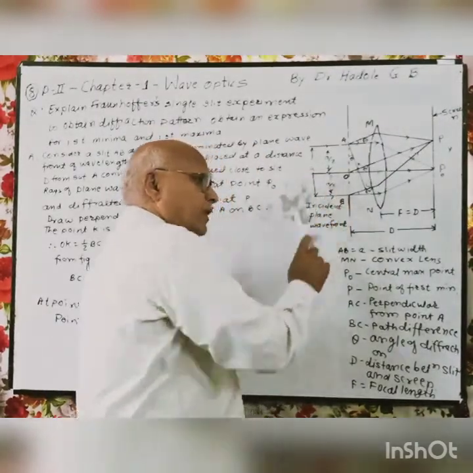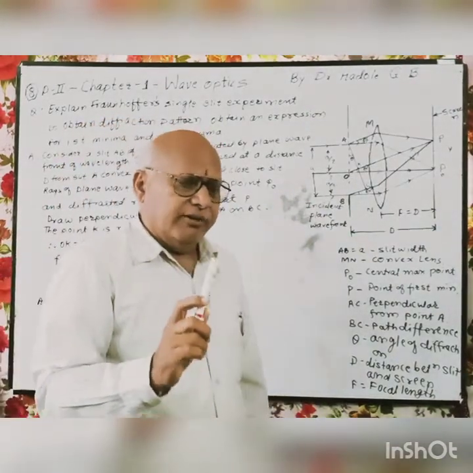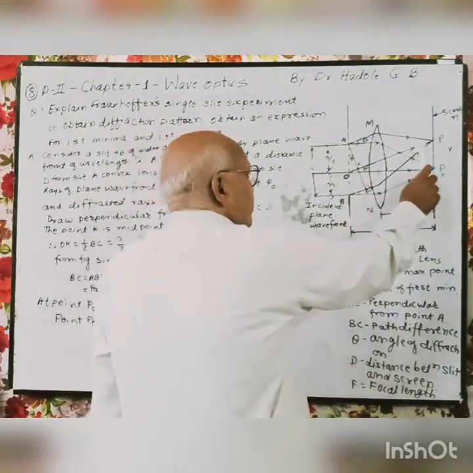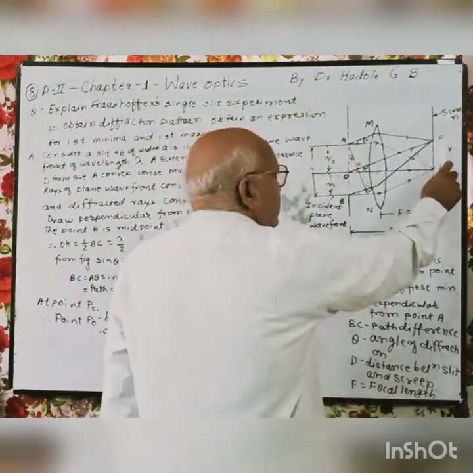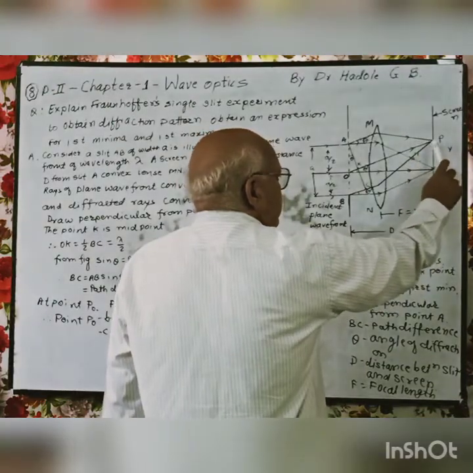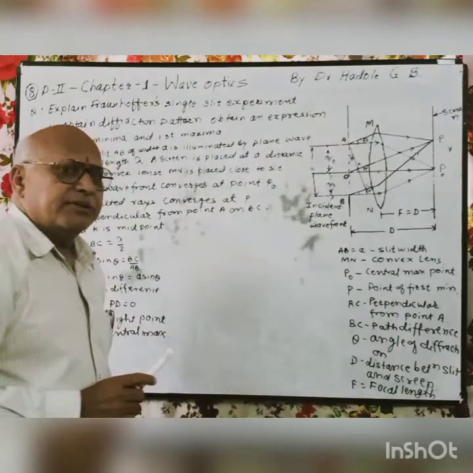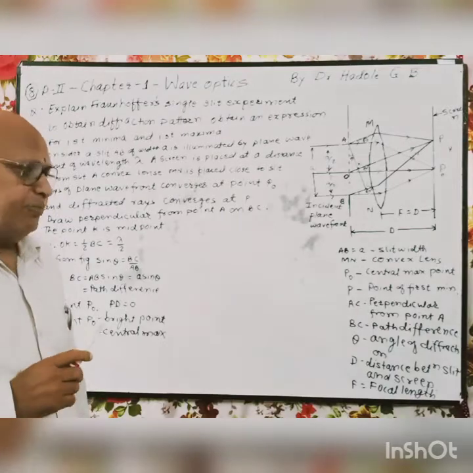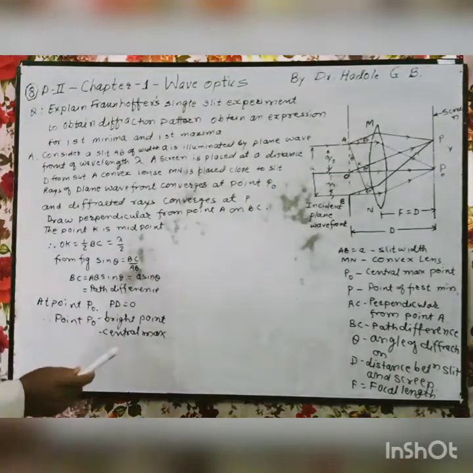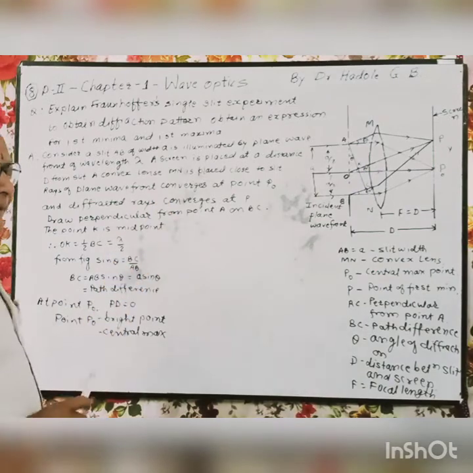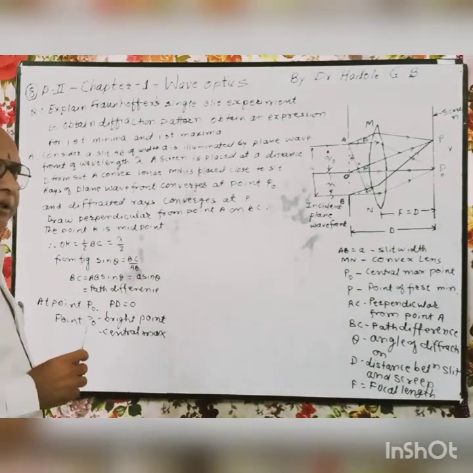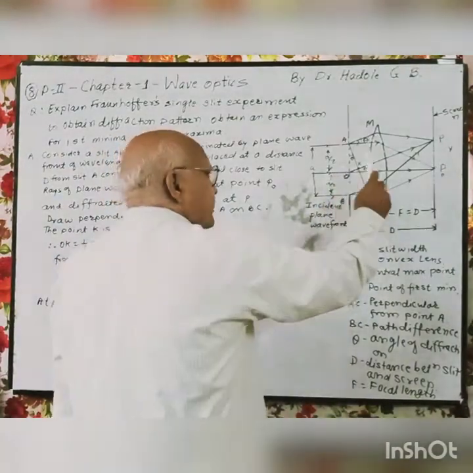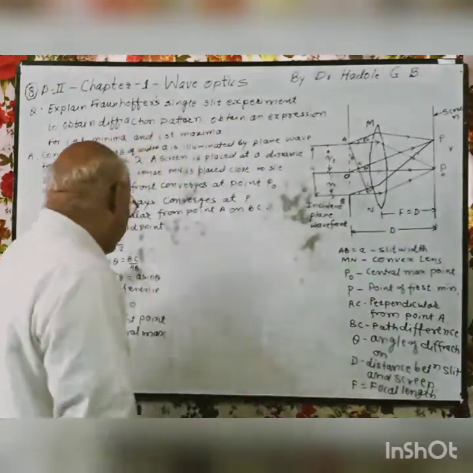Here the path difference is an integral multiple of wavelength. But as half of the wavelength is traveling in this direction, the converged rays produce a path difference equal to an integral multiple of half of the wavelength. And therefore, further we are going to obtain the condition for minimum. Here the point is the maximum point. Here the point will be a minimum point.